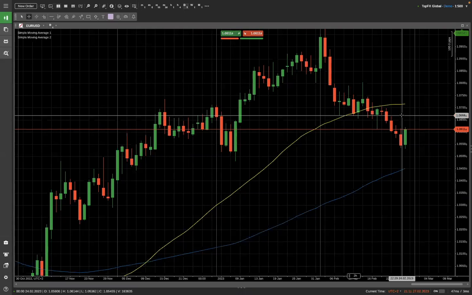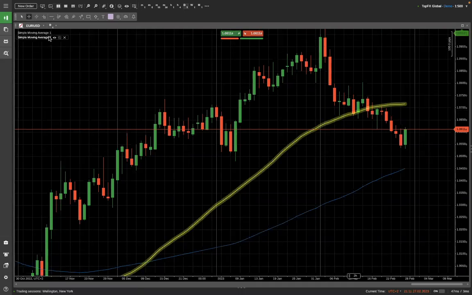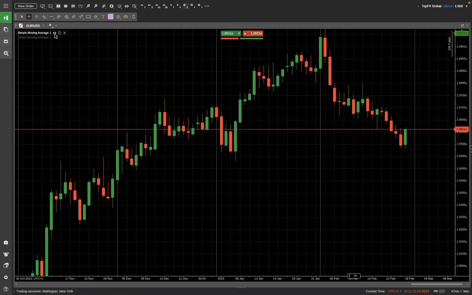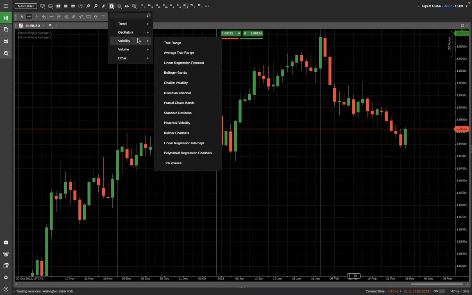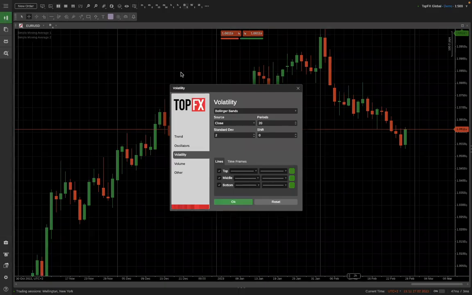One more very important concept for traders is, of course, known as the Bollinger Bands. It is based on something called standard deviation. This is an indicator that can be found in the volatility section. If you go here, you can see the Bollinger Bands is ready to be applied.